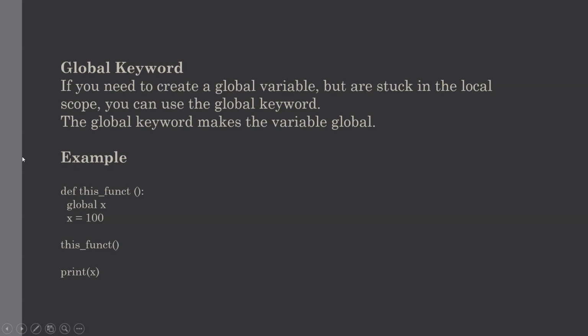Our last topic is the global keyword. If you need to create a global variable but you are inside the function, you can use the global keyword. The global keyword makes the variable global even if you create it inside the function. Let me show you how.